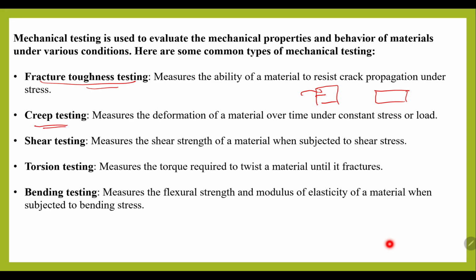Next one is creep testing. This is mainly done at higher temperature. What happens is, at higher temperature, even under a constant load, the material starts deforming. So the resistance of a material to deformation at higher temperature is usually evaluated using this creep testing. This type of deformation is usually time dependent. It means it doesn't happen instantaneously, it happens over a period of time, like a few hours or few days.